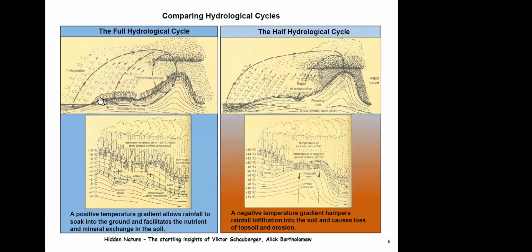When you have this situation of a good ground cover with biomass, lots of tree cover and everything, the temperature of the rainfall is relatively higher than the temperature of the ground. Now, it's called a positive temperature gradient. So what it allows is that the rainfall will then soak into the ground. And as the rainfall soaks in, this is so-called new water that's penetrating the ground, but there's already a lot of moisture in the ground anyway.